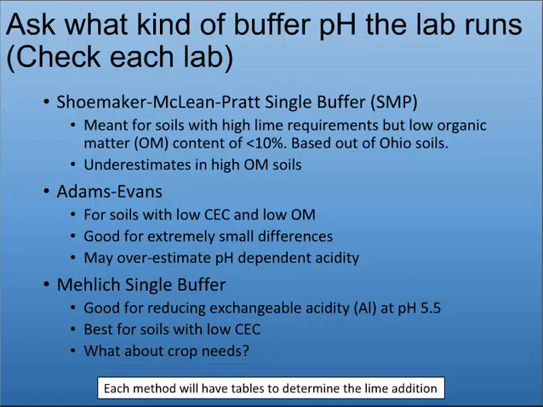So that SMP buffer was meant for soils that have a high lime requirement, but low organic matter, of a content less than 10%. Now, over here in Princess Anne, if we had 10%, that would be considered very high organic matter. We're usually sitting, if we're lucky, between 2 and 4. So already you can see within our region this test might not fit the best over here on the coastal plain. It was based out of soils in Ohio.